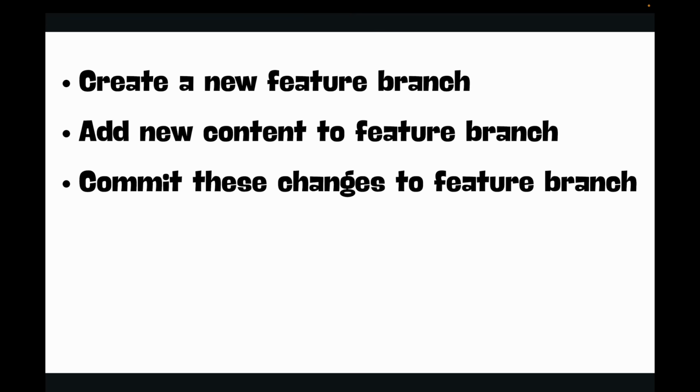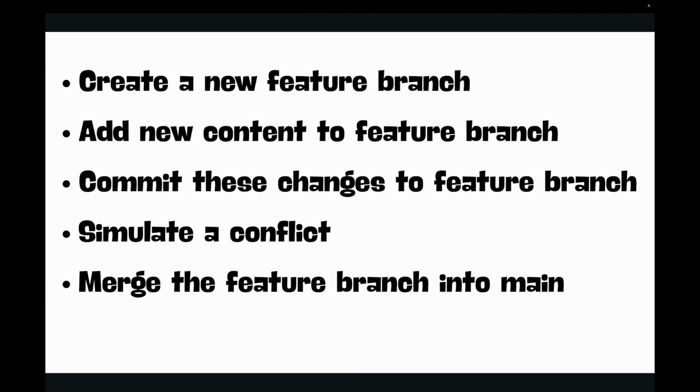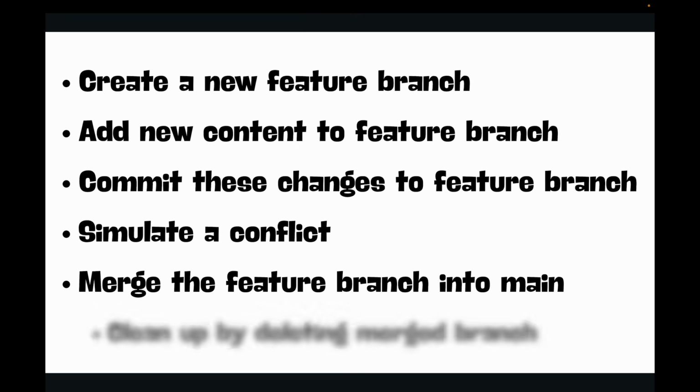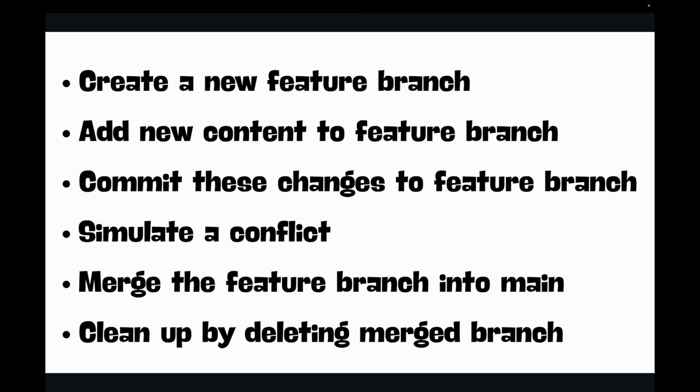So, we will create a new feature branch. Let's say add contact page. We will add new content to this particular new feature branch. We will commit these changes to the feature branch and we will simulate a conflict. So, we will intentionally make a conflicting change on the main branch, merge the feature branch into main and resolve the merge conflict, and then finally clean up by deleting the merged feature branch. We will use our collaborative project from the previous sessions.